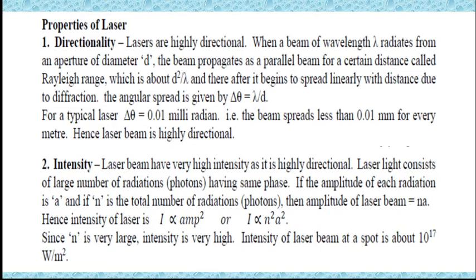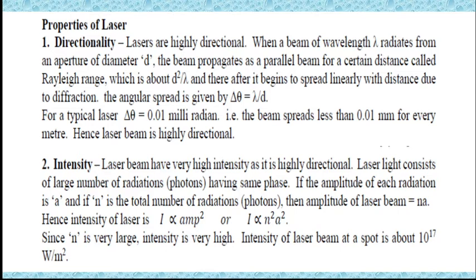The Rayleigh range is given by the expression d square by lambda, where d is the diameter of the aperture and lambda is the wavelength of radiation or wavelength of laser beam. After this distance, called the Rayleigh range, it begins to spread linearly with the distance, and that spreading is because of diffraction.